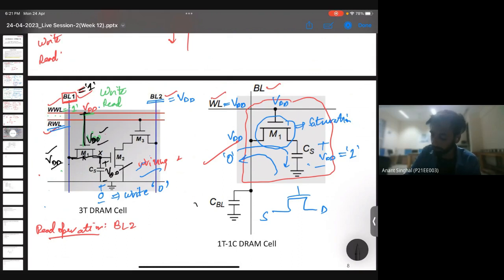Now the same case with 0. Once it is 0, we already have a VDD here, so now the path will be on the opposite side. So this VDD will get converted to 0. This is how we have written 0. Is this clear now?